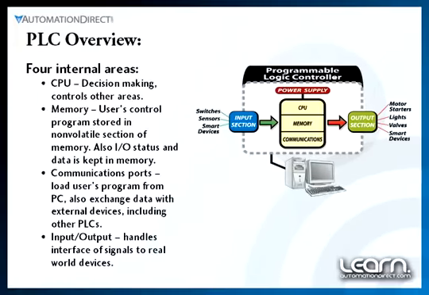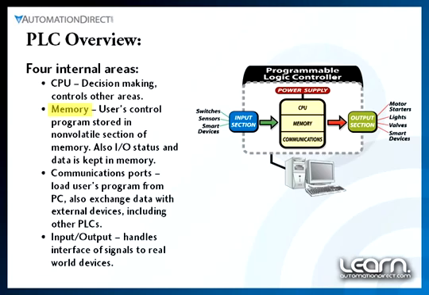We can envision how a PLC functions by examining the interaction of four internal areas. The primary area is the CPU, or Central Processing Unit. This is the brain, or in other words, where the decision-making takes place. The second area is the memory. This is where the CPU stores the user's control program, the I/O status, and data. The program is stored in non-volatile memory so it is not lost in the event of power failure.